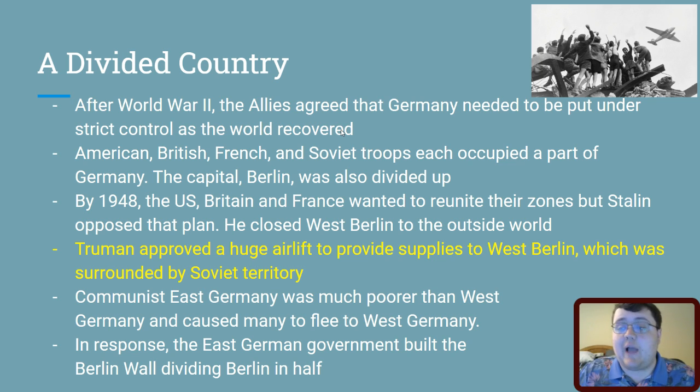So a divided country. After World War II, as we were kind of talking about, the Allies agreed that Germany needed to be put under strict control as the world recovered. Last time, the world imposed a whole bunch of different restrictions on them and forced them to pay, but they were still allowed to more or less govern themselves. And anytime they pushed those boundaries, there was no real repercussions. They decided they had to be way more strict this time.